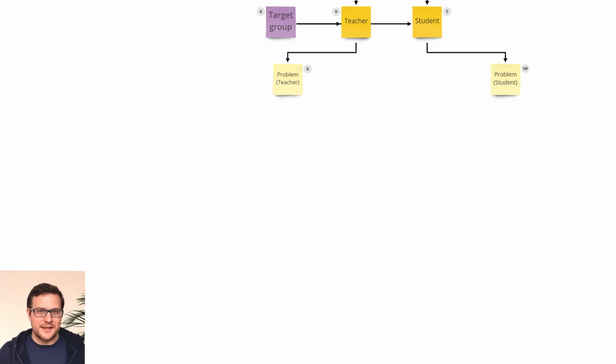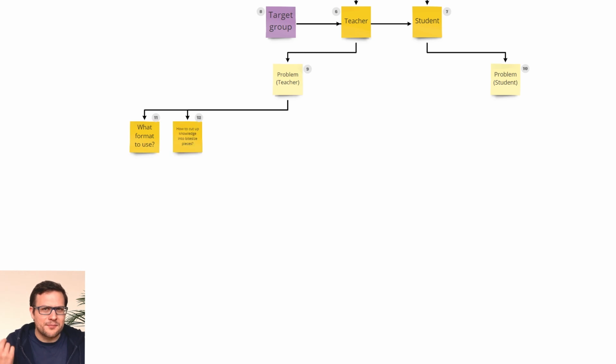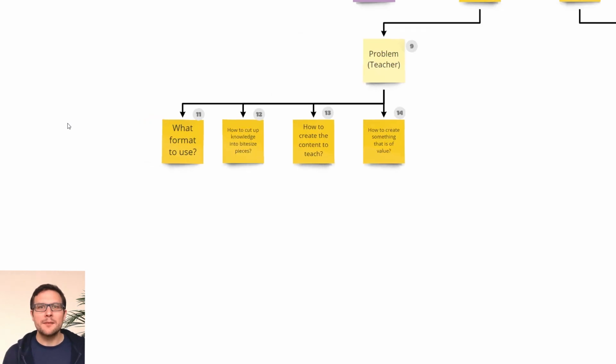So let's start with the teacher. Well, in this context, this kinda is me. I'm trying to transfer knowledge to you. The problems a teacher might face are, for example, what format to use, how to cut up knowledge into bite-sized pieces, how to come up with or create the knowledge to transfer, how to create something of value. The great thing about these questions is that they'll automatically lead us to more questions, but also to the next steps that we'll need to do.